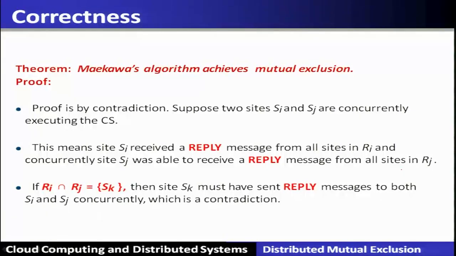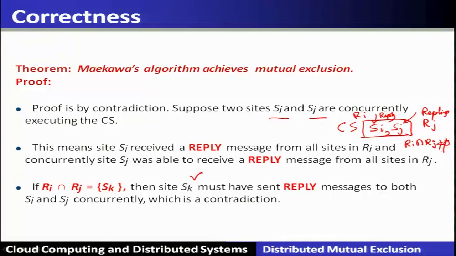Proof is by contradiction. Suppose two sites SI and SJ are concurrently executing in the critical section. This means that SI has received the reply from all the sites in its request set RI, and SJ also has received the replies from its request set RJ. Now, we know that there is an intersection property which says that RI intersection RJ is not null. Therefore, there must exist a site, without loss of generality, let us say that the site is K.